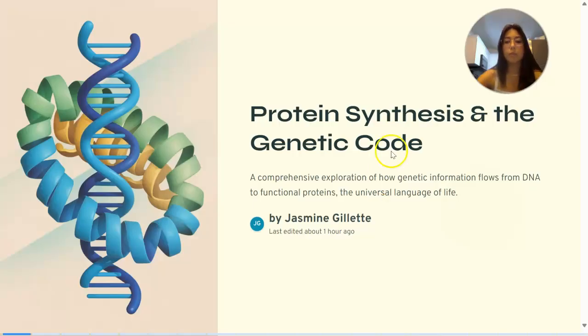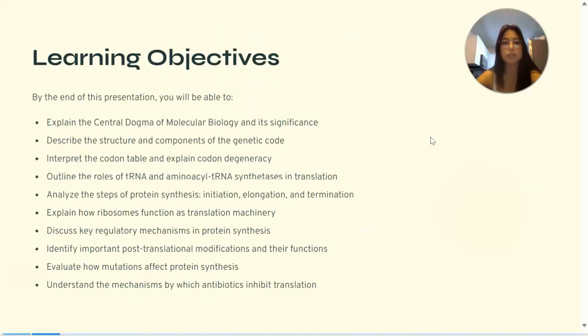Welcome to the final project on Chapter 37 from Harper's Illustrated Biochemistry. Today we'll explore the intricate process of protein synthesis and the genetic code. This chapter is foundational to understanding how genetic information is stored in DNA and is ultimately used to produce the proteins essential for life. Over the next 20 slides, I'll take you through the flow of genetic information, the mechanics of translation, and key biomedical insights such as the effect of antibiotics and genetic mutations.